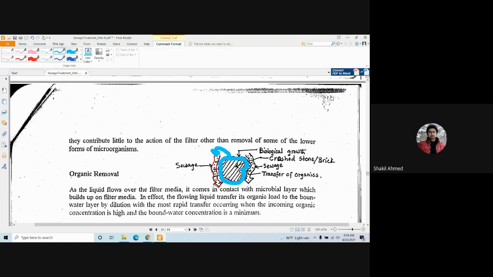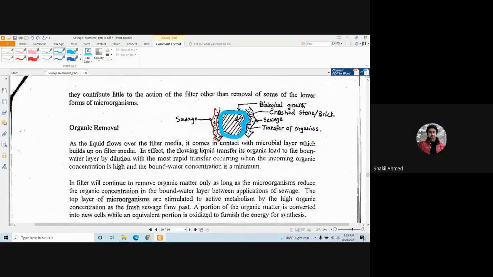So there is a layer of bacteria here which actually acts as a cleaner, an oxidizing agent, that in the presence of oxygen can oxidize the organic matter. Clear? Yes, sir. This is the biological growth. So that has been explained here, organic removal.